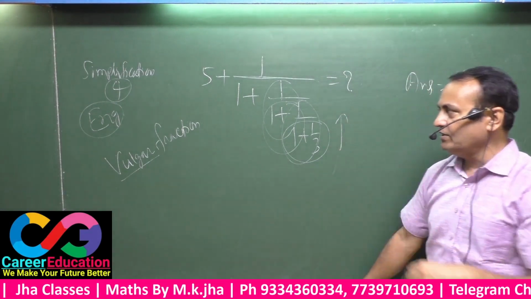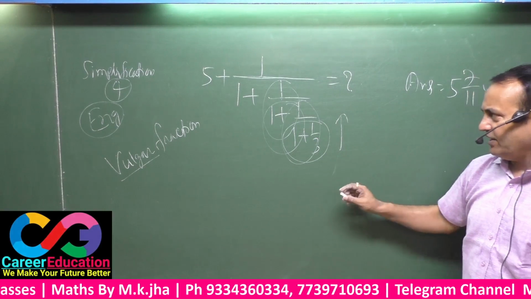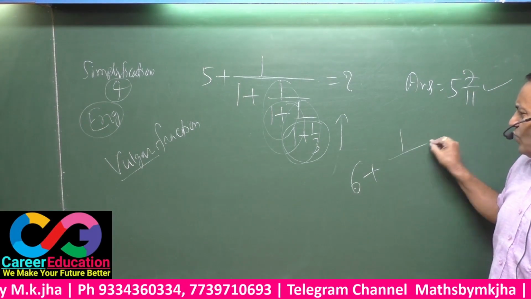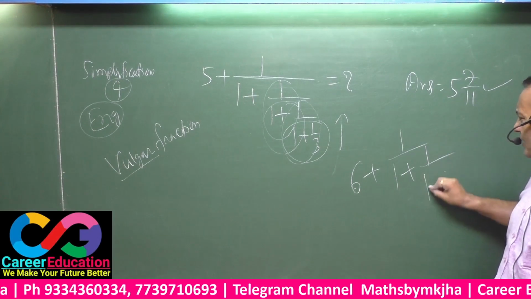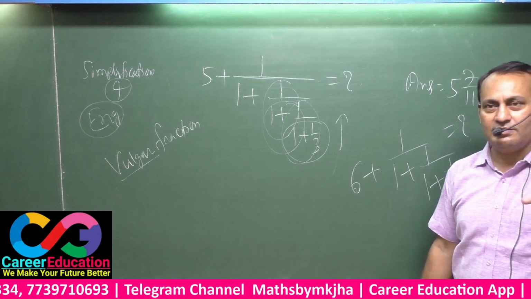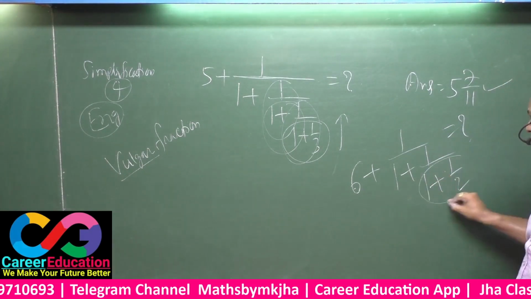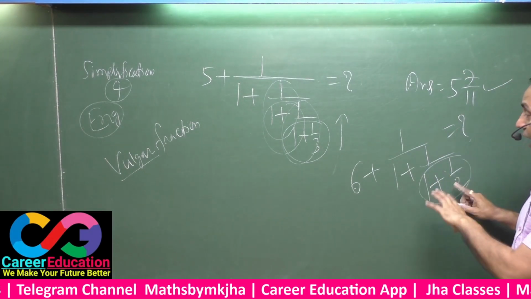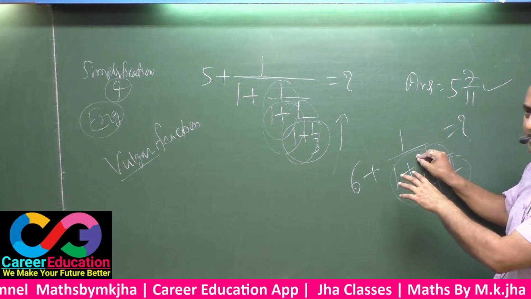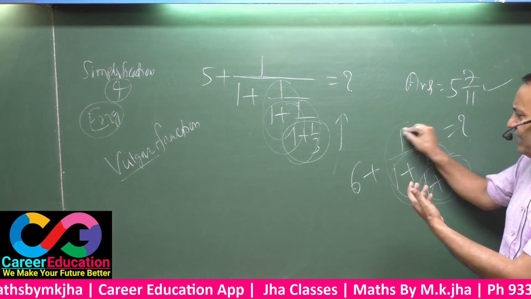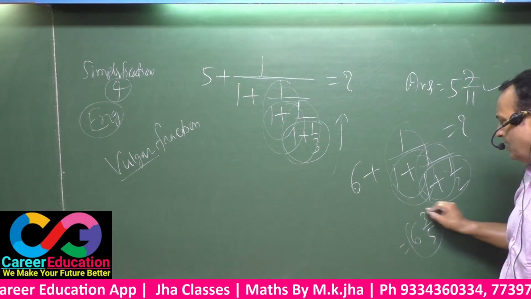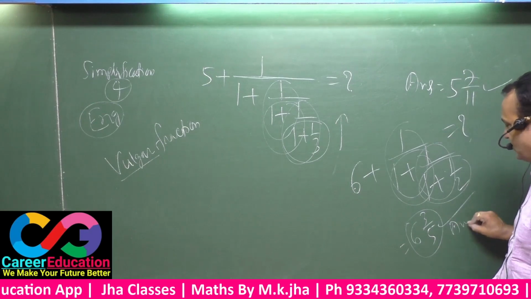Again, see here, the next question I am writing in extra. See here, 6 plus 1 by 1 plus 1 by 1 plus 1 by 2 equals to what? This is your question. Okay, see, this is 3 by 2. After reversing, 2 by 3. 2 by 3 will be 5 by 3. After reverse, 3 by 5, this 6 will be removed. 3 by 5 will be your correct answer. This is your answer of this question.